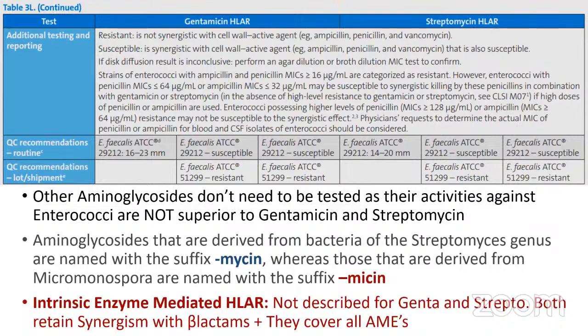Like I said, some of them are intrinsically resistant to the aminoglycosides, and intrinsic enzyme mediated HLAR is not described for genta and strepto. So if, let us say, we start using tobramycin to get the HLAR, some of these strains, especially Enterococcus faecium, show intrinsic resistance to tobramycin.